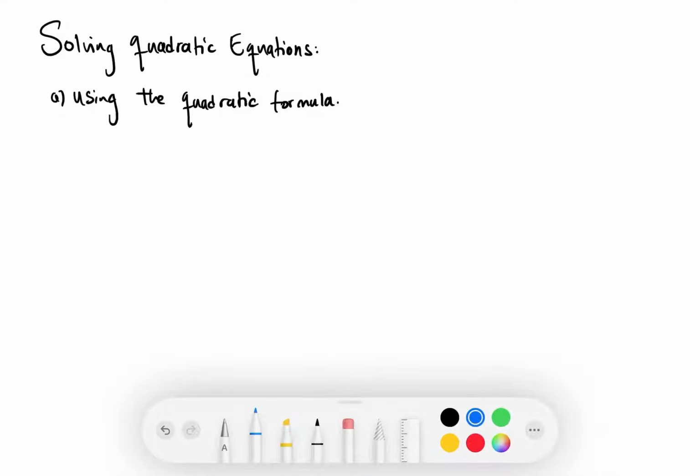Today we're going to talk about solving quadratic equations using the quadratic formula. Now we know that a quadratic equation is any equation that is in the form of ax squared plus bx plus c is equal to 0.